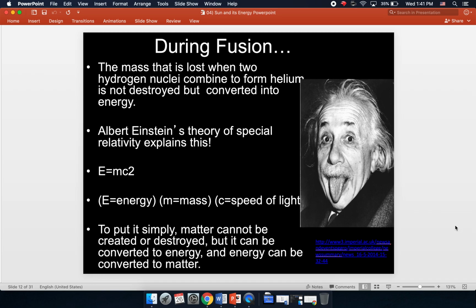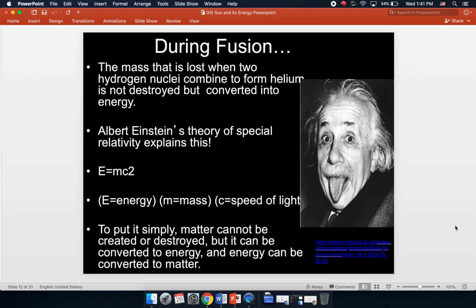Now, after hearing that, this seems to present a problem, because in fusion, when the two hydrogen nuclei combine, or the two hydrogen atoms combine, you end up with helium, okay? Now, the atomic mass of two hydrogen atoms is greater than the atomic mass of that one helium atom. So what that means is when the two hydrogen atoms are combined to form a helium atom, some mass is lost. Okay, so when you realize this, you're like, well, hold on. Matter is not supposed to be able to be created or destroyed. And it's not. What's happened is some of that mass has been converted into pure energy.